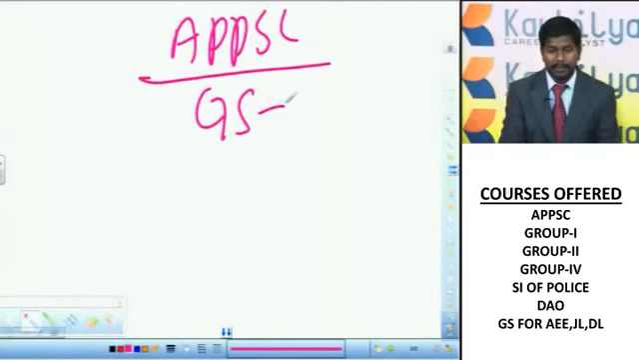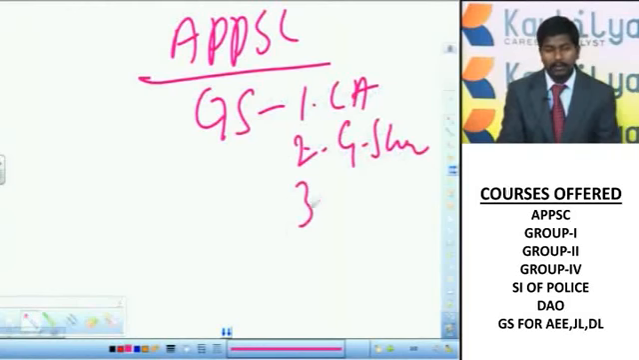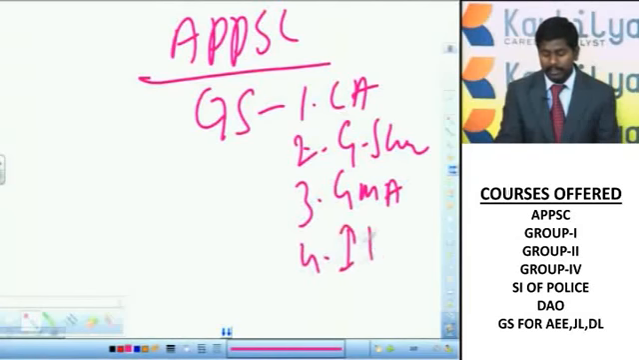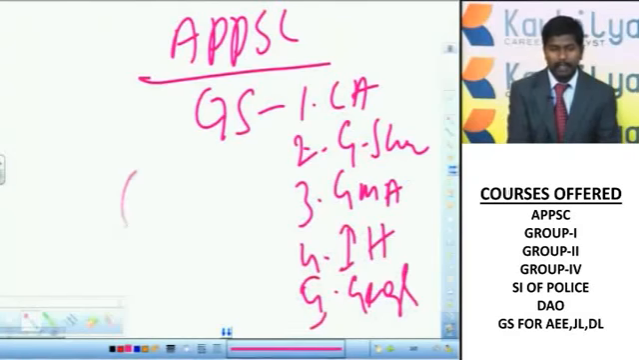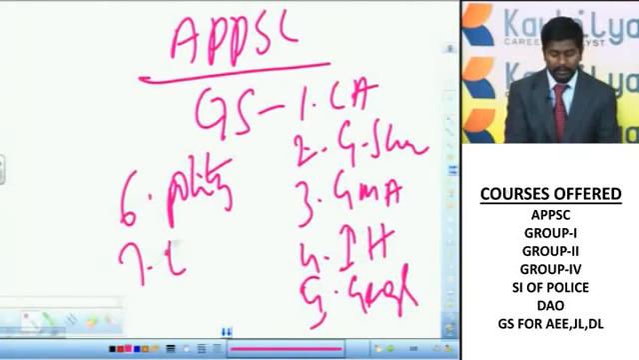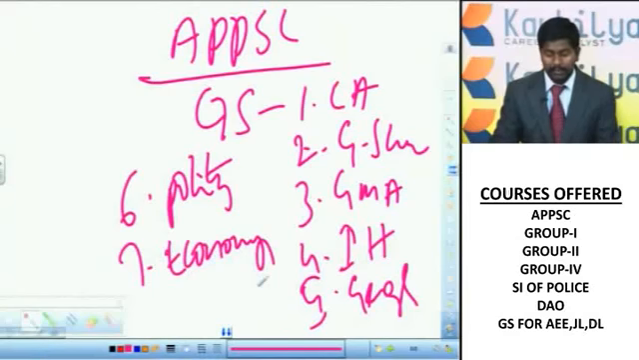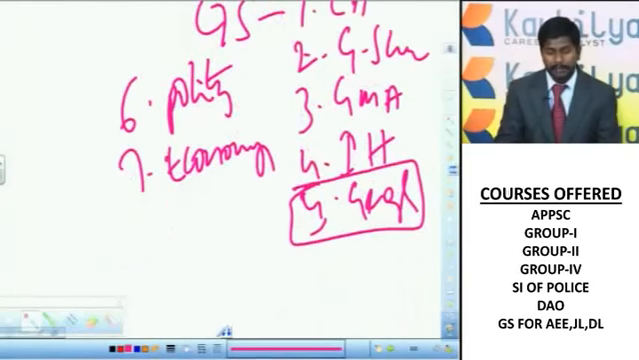So the general studies paper contains current affairs, general science, general mental ability, Indian history, geography, Indian polity, and Indian economy. So these are all the important components of the general studies paper. Now of these, first let us see the importance of geography in APPSC.